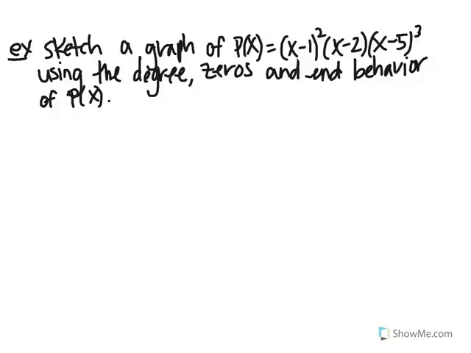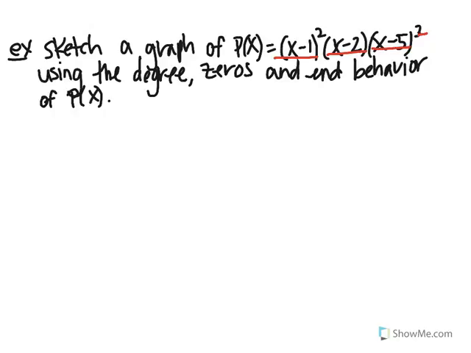So in this example, you're asked to sketch a graph of p of x equals x minus 1 squared. Notice that it's squared, so we're going to have a little bounce on the x-axis, times x minus 2 and x minus 5 cubed, and this one's odd.